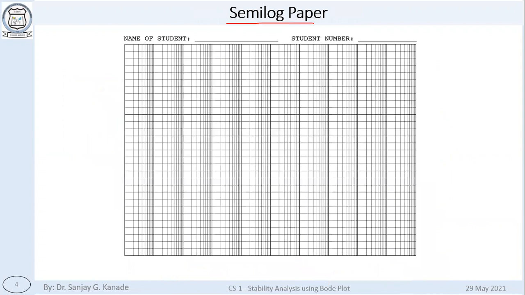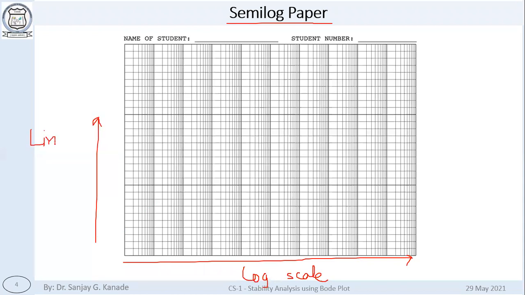So that's why this is called a semi-log paper. It is called a semi-log paper because on one axis we have a logarithmic scale, or simply put, log scale, and on another axis it is a linear scale, right? See, all the divisions are equally spaced on the y-axis.